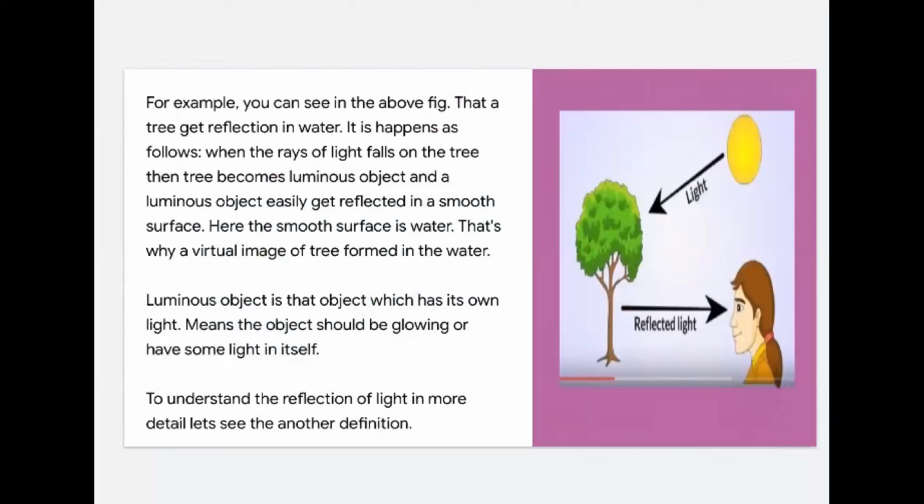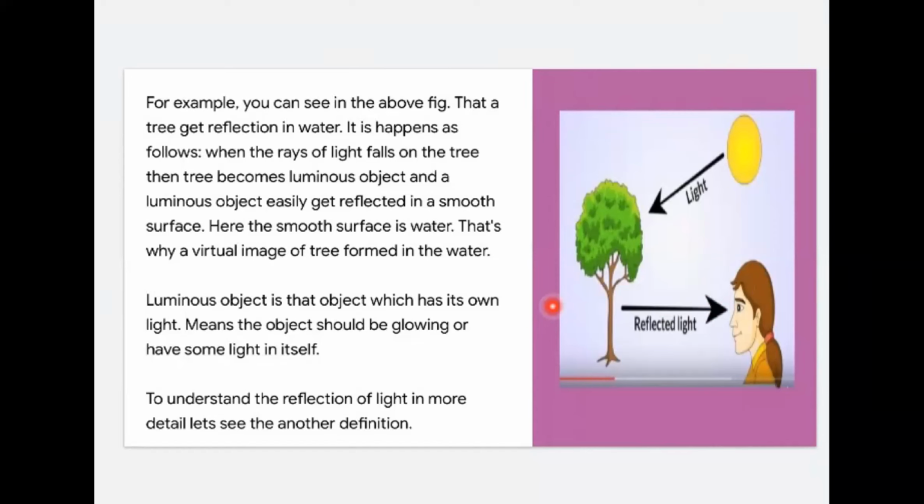Now what happens is, students, the rays of light coming from the sun are incident on the tree. So the tree becomes a luminous object. A luminous object is one which is able to give out rays of light. These rays of light are ultimately given by the tree, and they travel in a parallel direction and reach the person's eye so that the person is able to see.